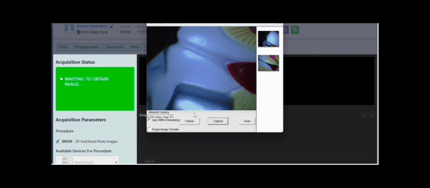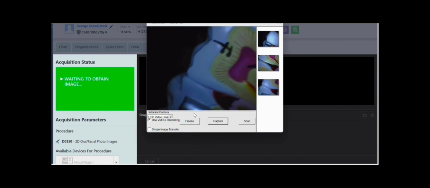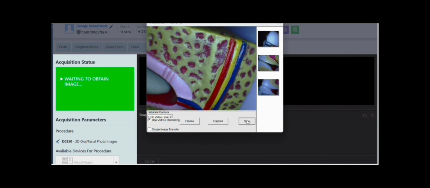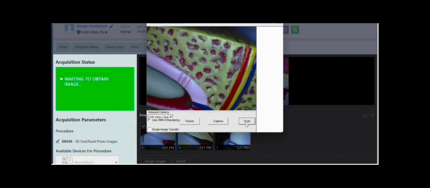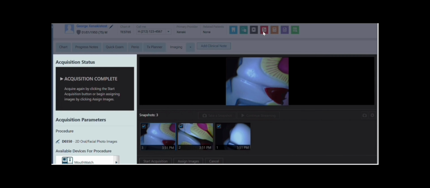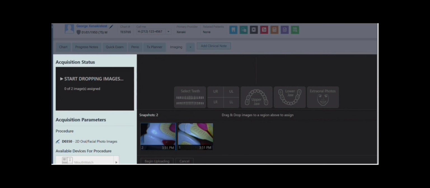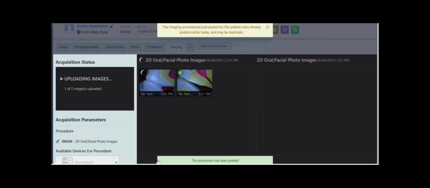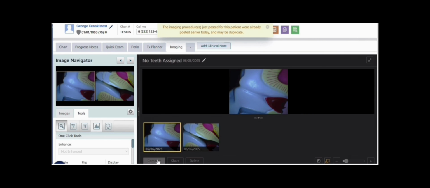And image number 3. Once you're done with the images, you press the scan button. You close out of the screen. And then if there is an image you don't want to be uploaded, you will uncheck it here. Then you're going to assign the images. Begin uploading, and the images will go into Ascend.